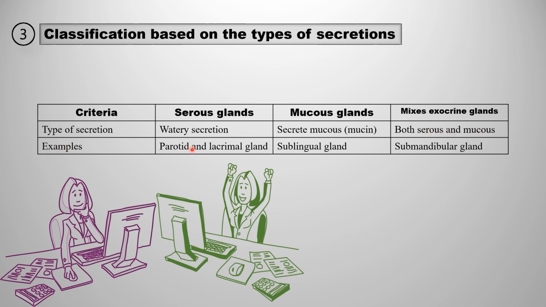Example: the serous ones are the parotid and lacrimal glands. Here is the sublingual gland, and this is the submandibular gland. Keep in mind that the sublingual and the submandibular, both of them are salivary glands, but one of them secretes only mucus. The other one secretes both mucus and serous fluid.